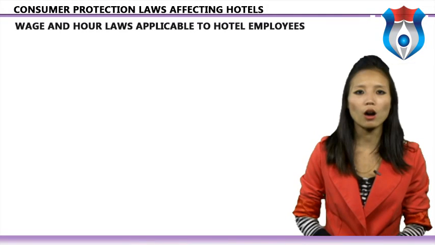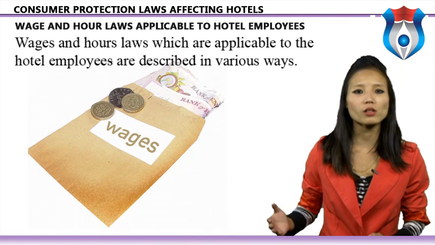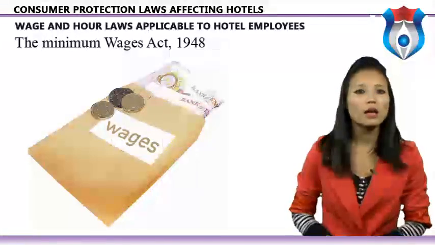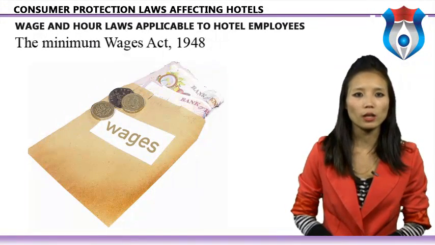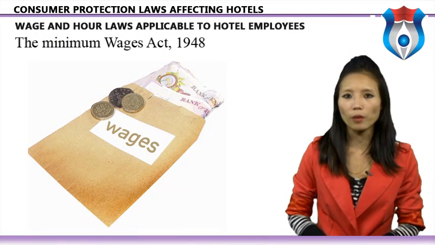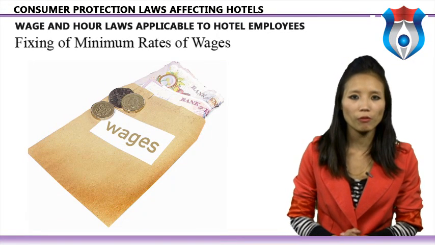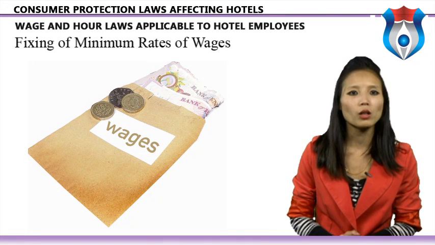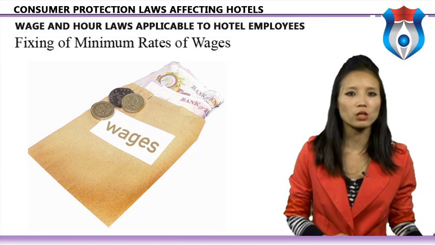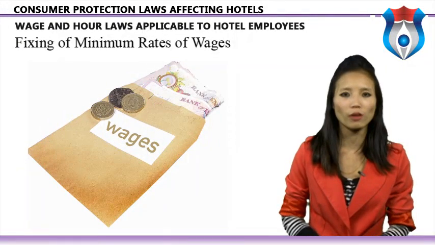Wage and hour laws applicable to hotel employees. Wages and hours laws which are applicable to the hotel employees are described in various ways. The Minimum Wages Act 1948. The objective of this act is to fix minimum rates of wages in certain employments. Fixing of minimum rates of wages: the appropriate government shall fix the minimum rates of wages payable to employees employed in the scheduled employment. Review at such intervals not exceeding 5 years the minimum rates of wages so fixed and revise the minimum rate if necessary.